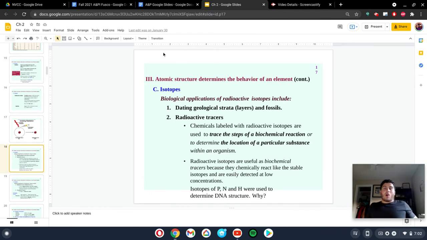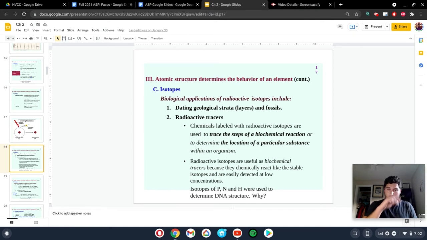In biology, there are different applications for isotopes. You can have dating. So geological layers of the Earth and fossils typically use carbon for that one, so you can use that to figure out how old something is.